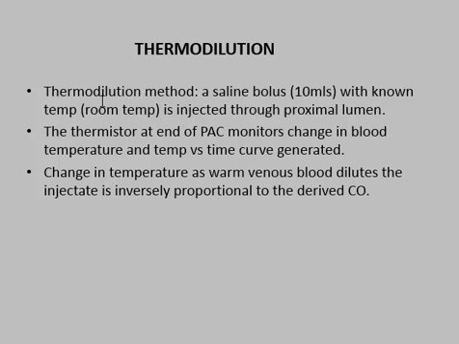So long as there's at least a 10-degree difference between normal body temperature, 37 degrees, and standard lab temperature, 23 degrees, then the system is sensitive enough to detect the temperature changes inside the blood. The thermistor at the end of the pulmonary arterial catheter monitors the change in blood temperature and generates a temperature versus time curve. We'll have a look at that in a moment.